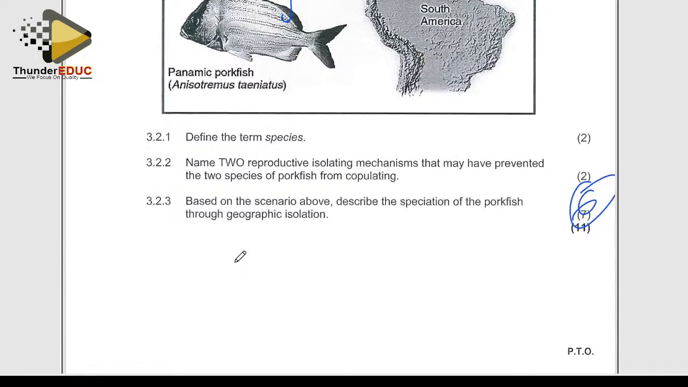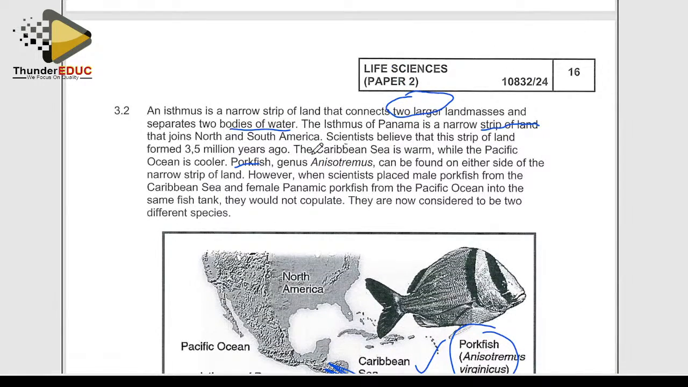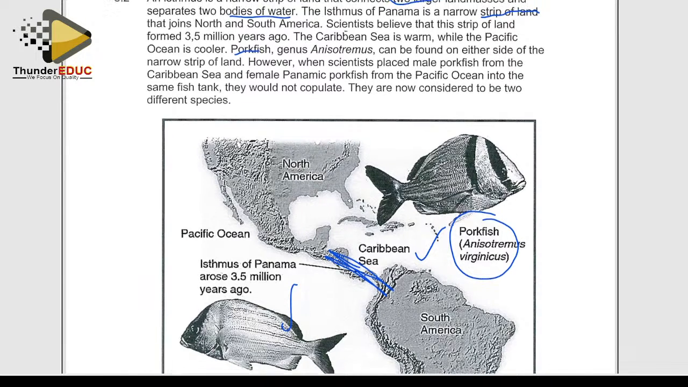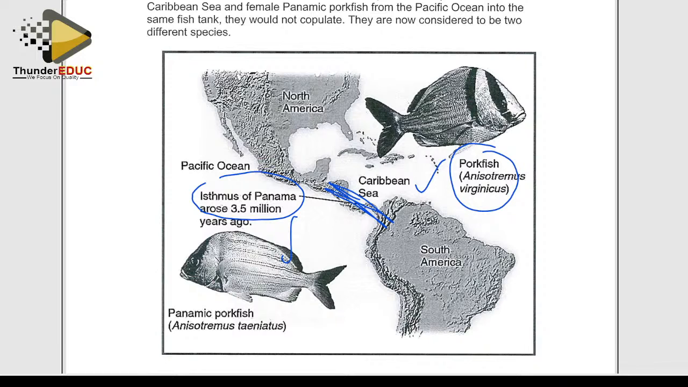They're saying that there was... let's find out who was the ancestor. Two large masses separated by Panama. So basically, there was one group of these porkfish. It was separated by a geographical barrier, and you have to tell us which geographical barrier that was. This canal separated them into two different populations. There was no gene flow between this and this.